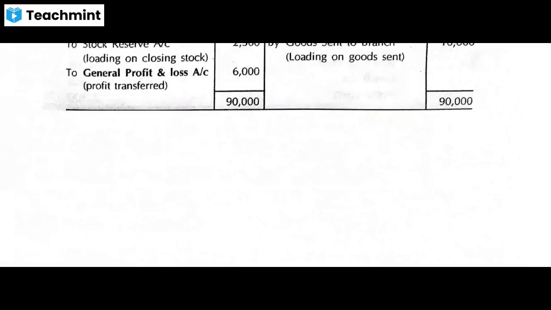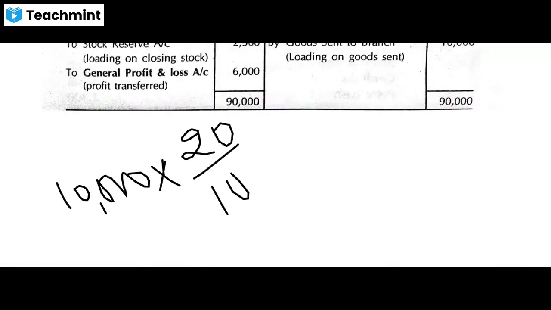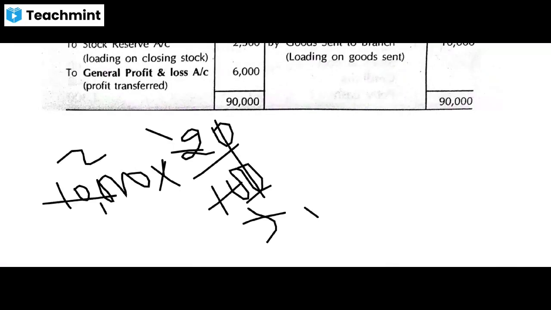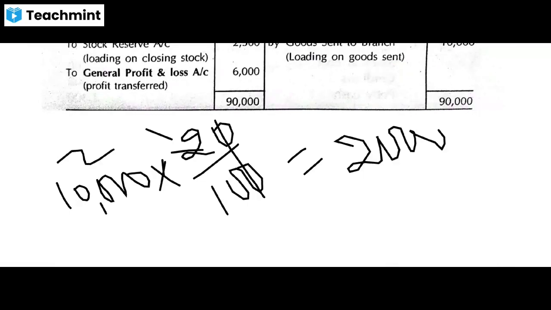How do you calculate? 10,000 into 20 by 100, that means on invoice price, right? So 2 ones are 2, 5 twos are 10. Therefore 2,000 is the loading. 2,000 is the loading. This will be treated in the credit side, on the basis of opening stock.